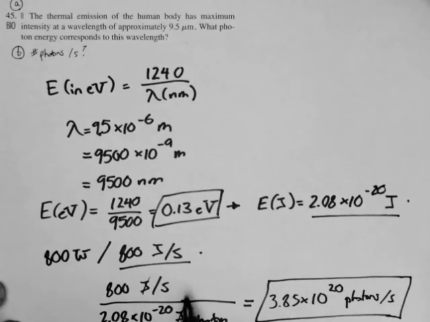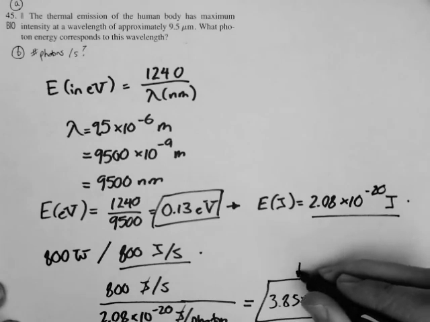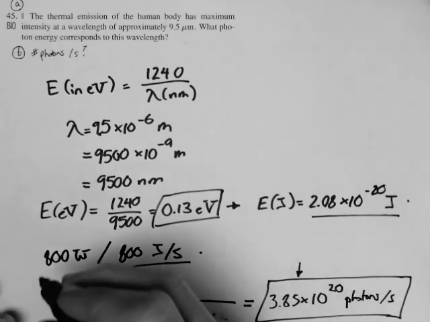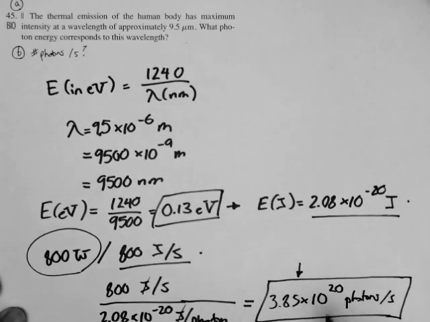But it makes sense if we sketch it out this way. And we expect this number to be large because the individual photons don't have much energy, and the amount of energy that's emitted, 800 watts, 800 joules per second, is quite large. So this number we expect to be quite large, and in fact, that's exactly what we find.